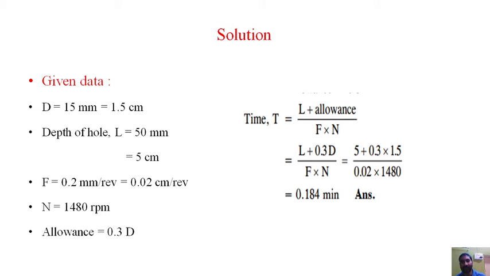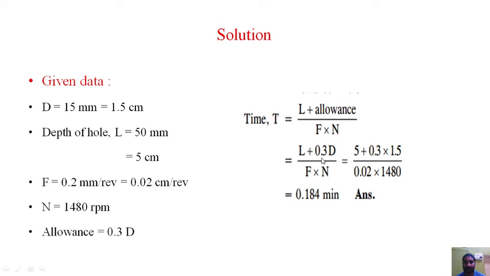Allowance means extra time is required because you have to make a taper at the end of the hole. So for that extra length you have to take 0.3 D, so L plus 0.3 D. It has to be taken only if it is given. If it has not been given, you have to use this formula only: T equals L divided by F into N.